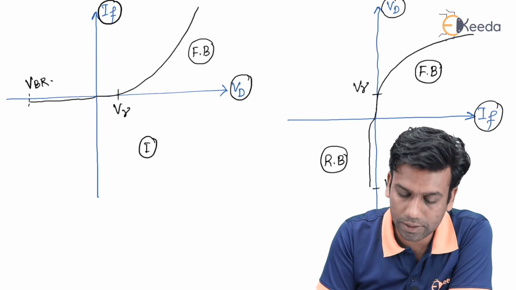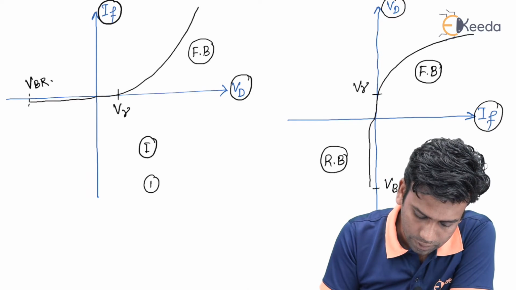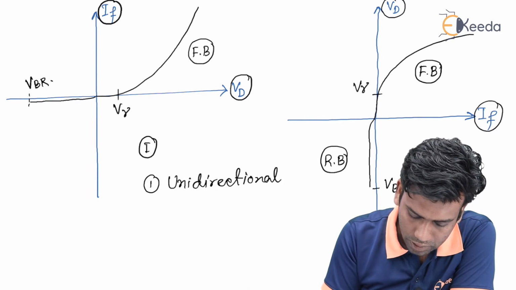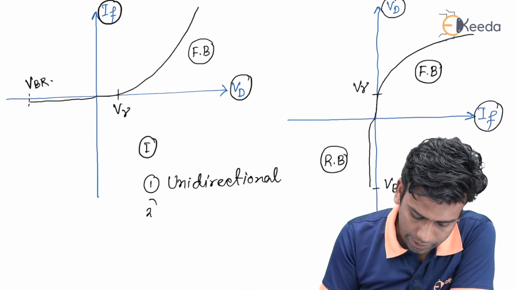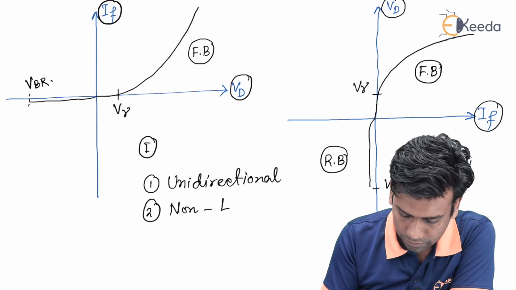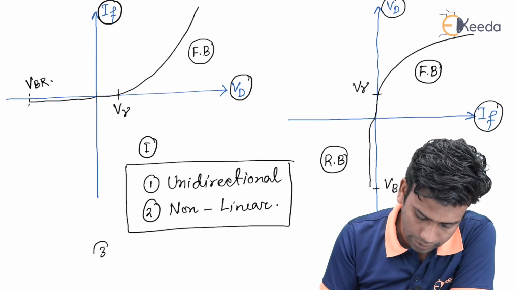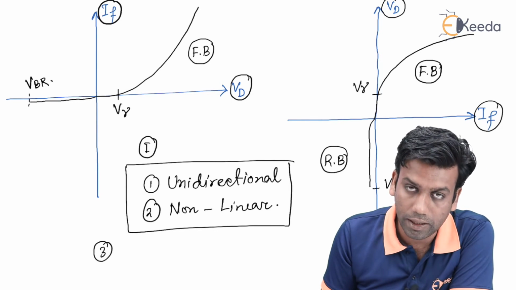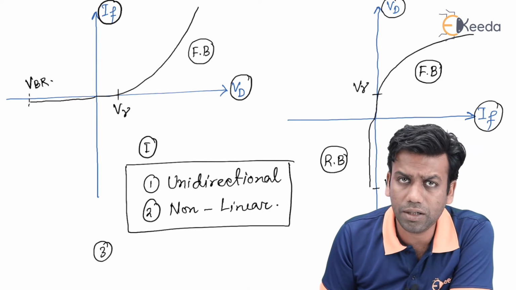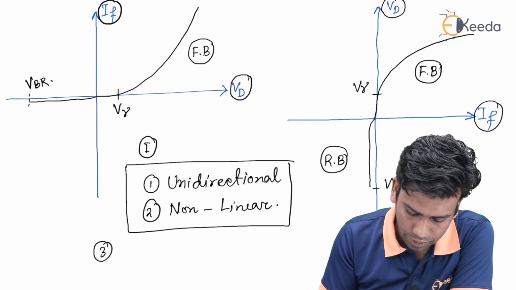Now looking at this graph, we can say that a diode is a unidirectional device and it is also a non-linear device. Another thing that can be written, that the diode can be a passive element as well as an active element, but it depends on the applications of the diode.